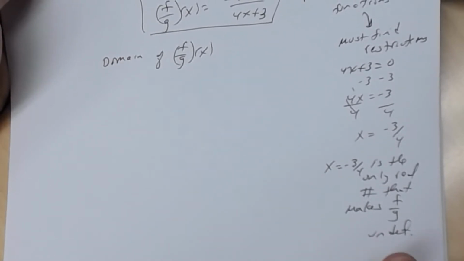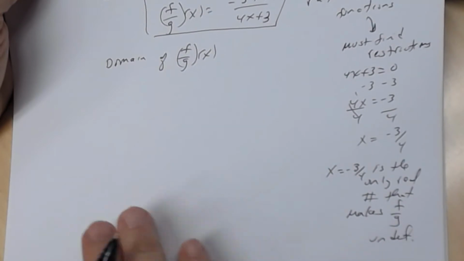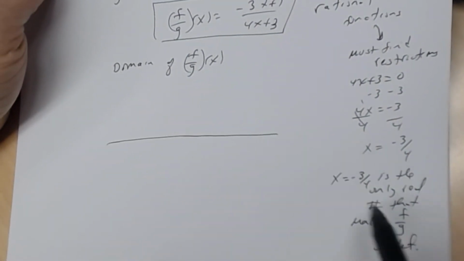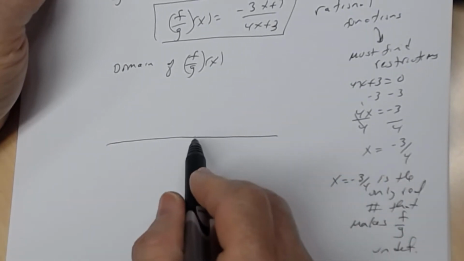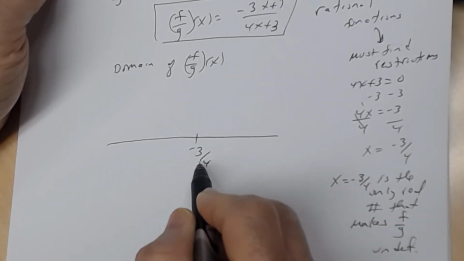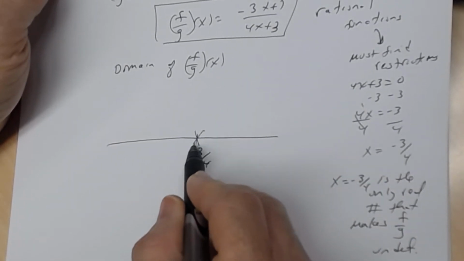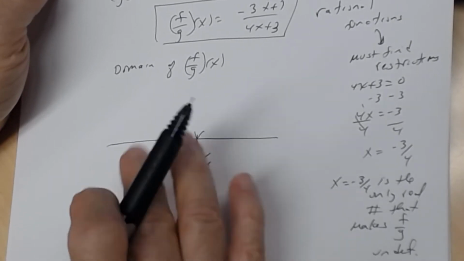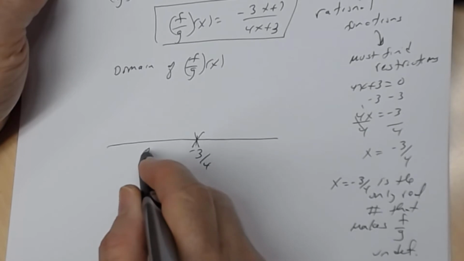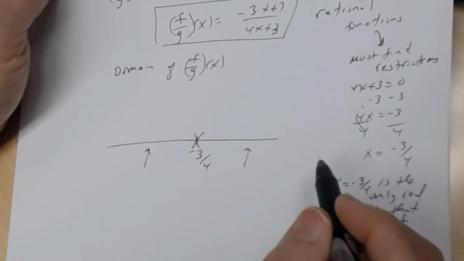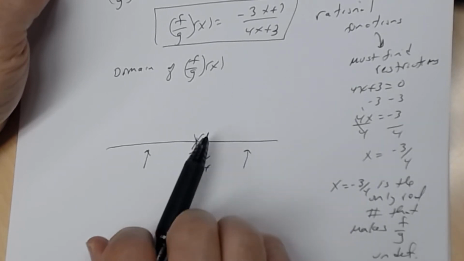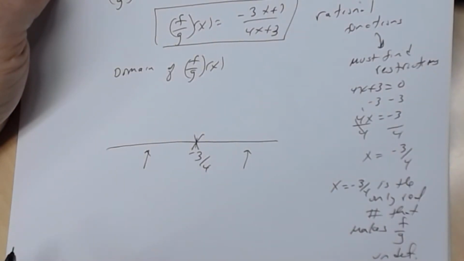Now remember what we did though. Remember, you have to write this in interval notation. So remember, we put this number, negative 3/4, on the number line. And do you remember what else we did? We crossed it out. And notice that this number divides the number line into 2 intervals. So my domain would be every real number on this interval except negative 3/4.